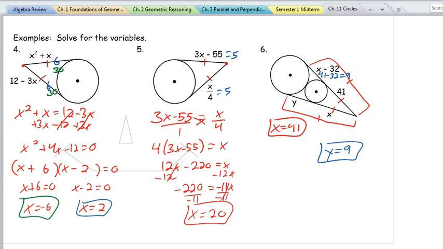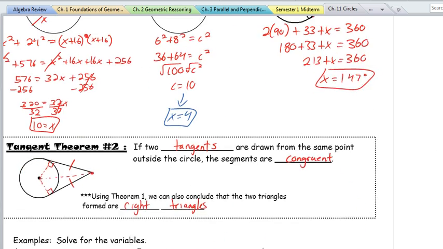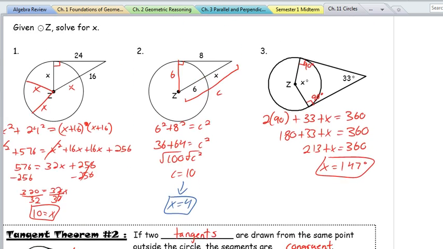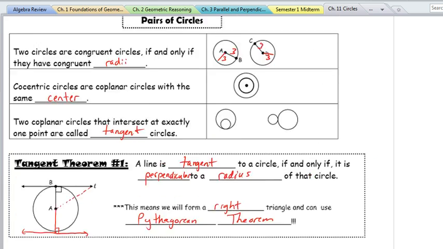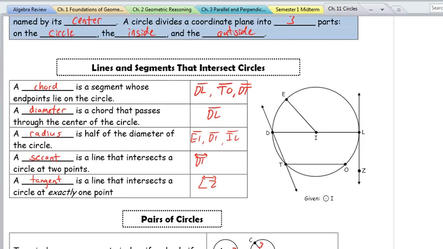So it looks a little bit tougher, but really, it's all about tangents. You know they're congruent here. Before we had a couple problems where they were perpendicular, made 90-degree angles, but that's really the focus of the first day, along with making sure you guys know your vocab from the top.